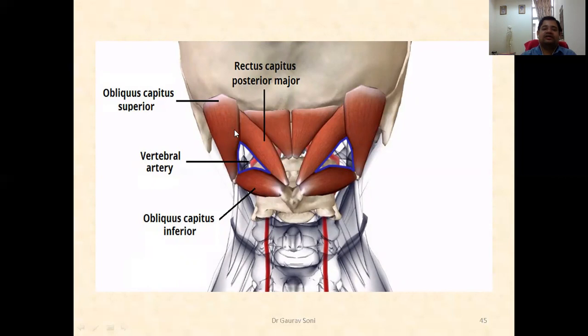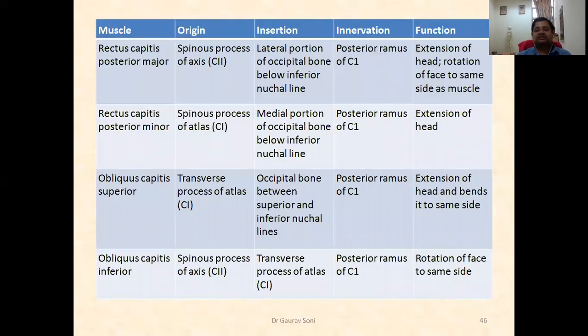This particular arrangement gives a triangular space. That triangular space is also known as the suboccipital triangle, having one of the most important contents, the vertebral artery. In this slide you can see origin and insertion given. First of all, rectus capitis posterior major starts from the spinous process of C2 and is inserted on the lateral portion of the occipital bone. Innervation is the posterior ramus of C1.